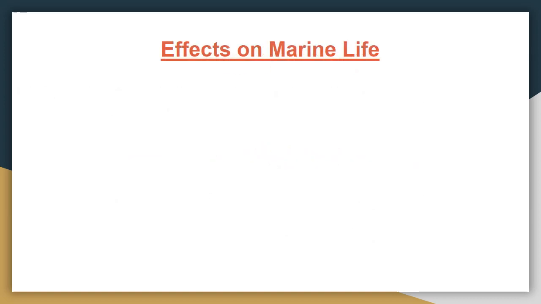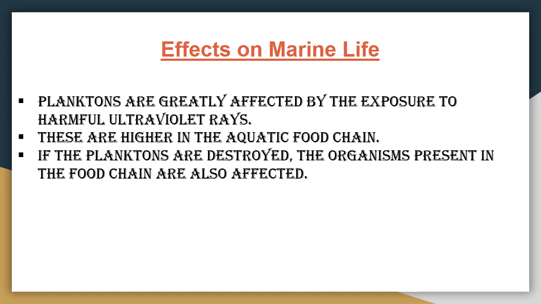Effects on marine life. Planktons are greatly affected by the exposure to harmful UV rays. These are higher in the aquatic food chain. If the planktons are destroyed, the organisms present in the food chain are also affected.